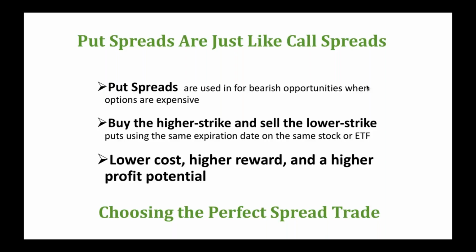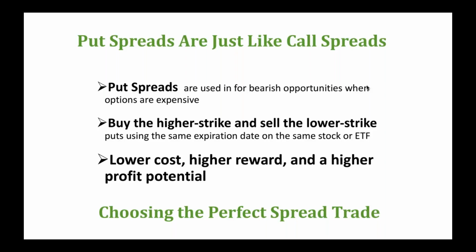And this would be a good example of a way to look at Tesla for a potential move to the downside. Now, I'm not suggesting Tesla's going up or down. I'm just giving you an example of how you could do that with a high-priced stock using a put spread. What you do is you would buy the higher strike and sell the lower strike puts. Use the same expiration date on that stock or ETF if it's an ETF. Again, like a call spread, you're going to see lower cost, higher reward, and higher profit potential with that trade.